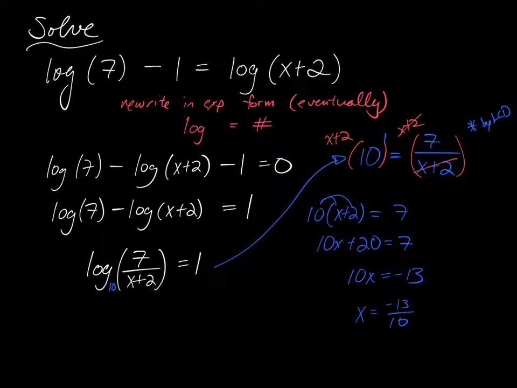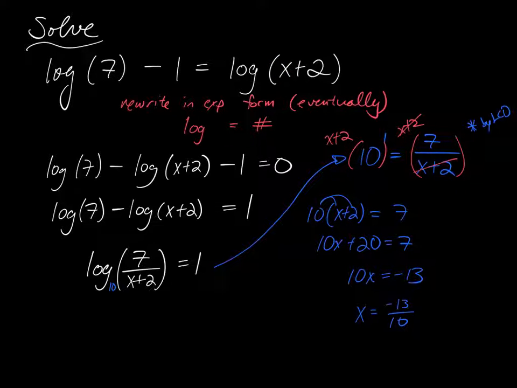And that's how you solve for x. Now, since this is a log equation, we must check our answer. That involves taking our answer, x equals negative 13 over 10, and substituting it in for all the x's we see. I just see one x right here.